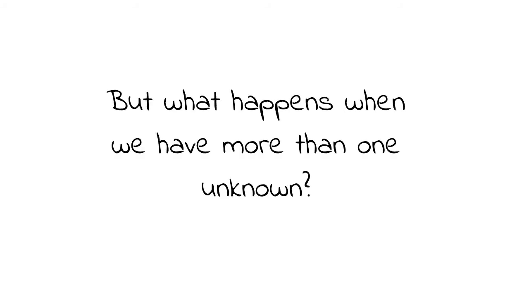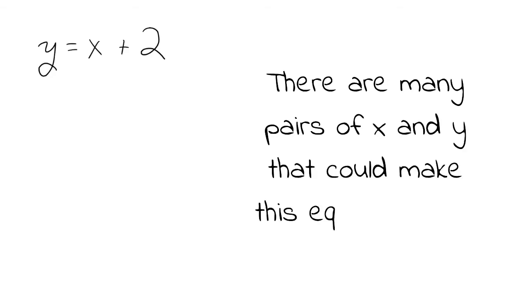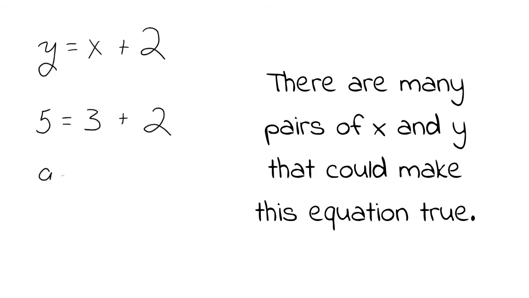But what happens when we have more than one unknown or more than one variable? In the equation y equals x plus 2, there are many pairs of x and y that can make this equation true. 5 equals 3 plus 2, 9 equals 7 plus 2, and even 12 equals 10 plus 2. So how do we record or denote which ones they are?